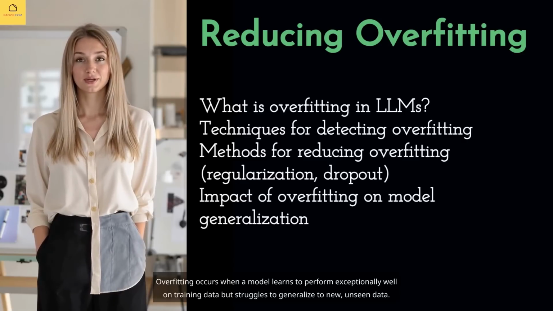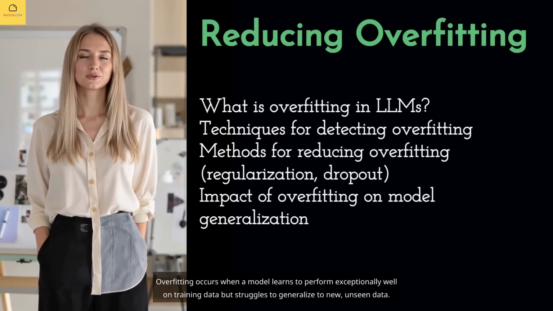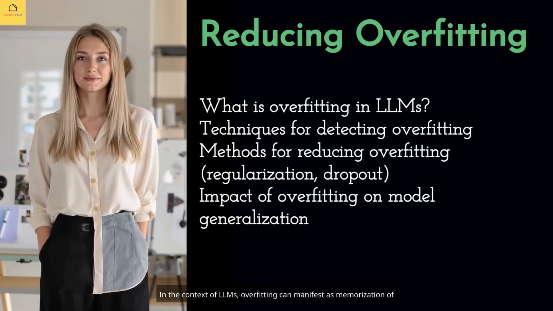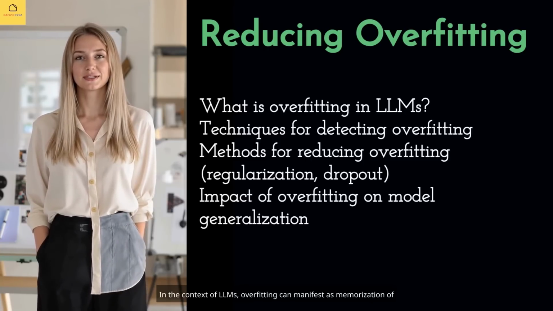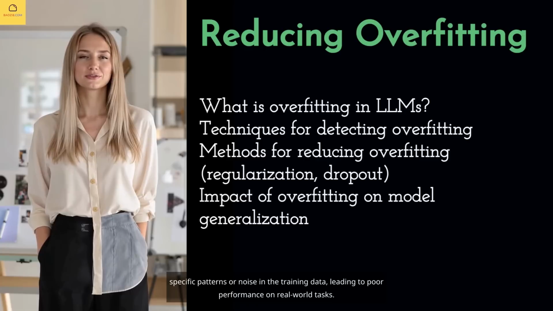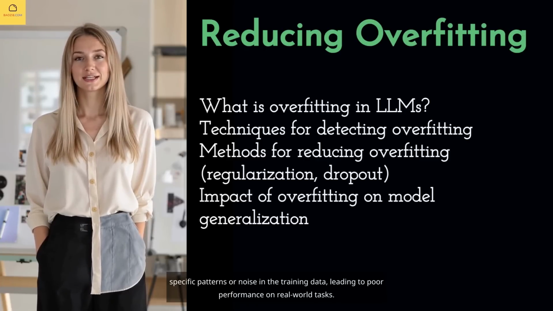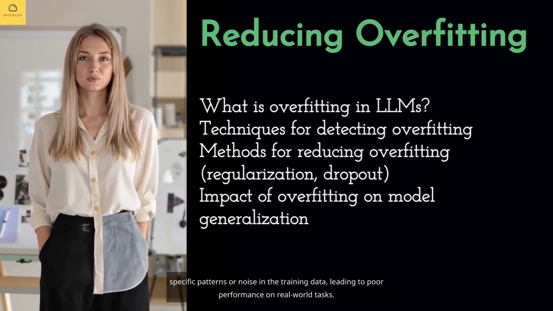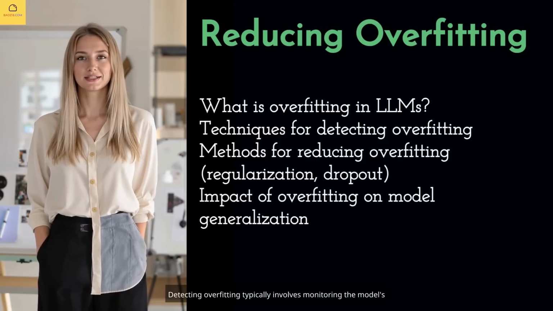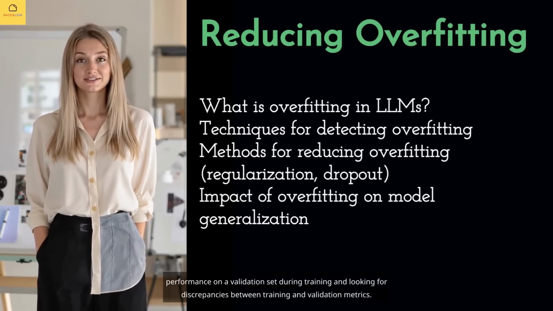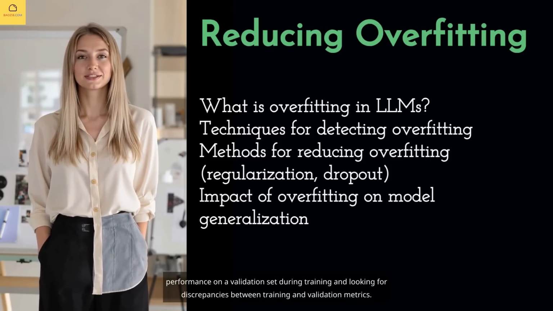Overfitting occurs when a model learns to perform exceptionally well on training data but struggles to generalize to new, unseen data. In the context of LLMs, overfitting can manifest as memorization of specific patterns or noise in the training data, leading to poor performance on real-world tasks. Detecting overfitting typically involves monitoring the model's performance on a validation set during training and looking for discrepancies between training and validation metrics.